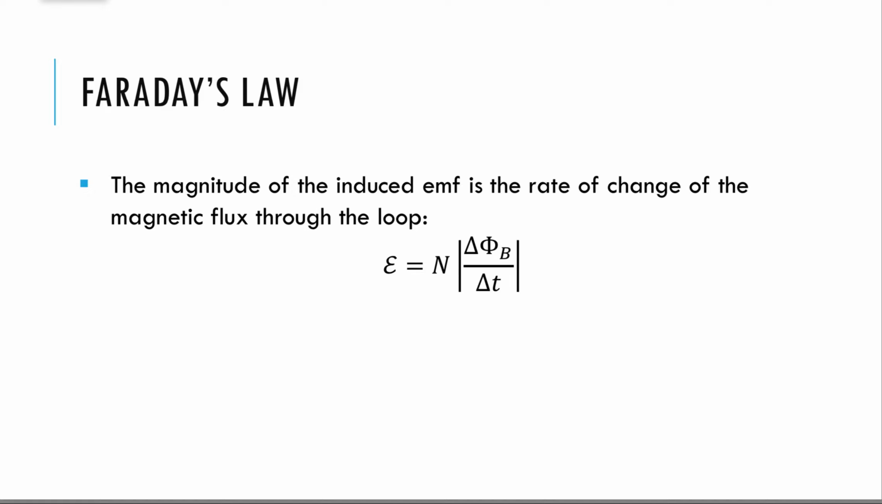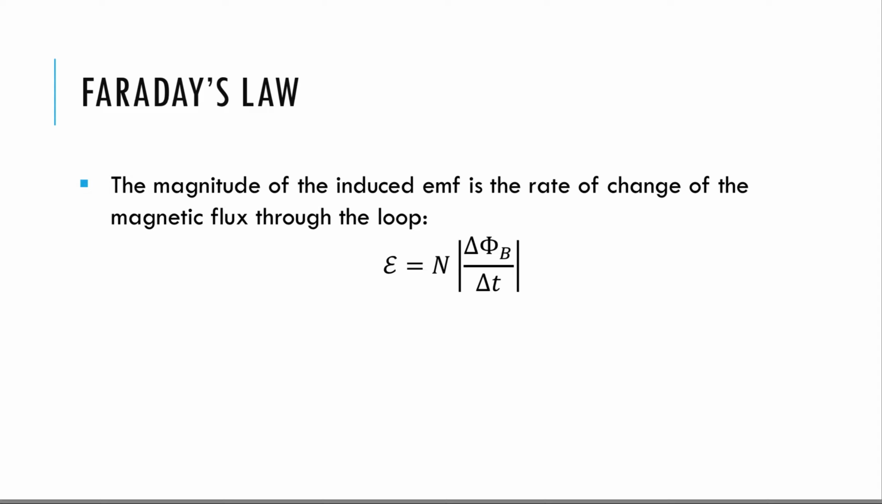Here's Faraday's law. It says that the magnitude of the induced EMF is the rate of change of the magnetic flux through the loop. So you saw in a previous video, if you didn't see it, I have the link here for you again, that when the person put the magnet through the loop, a current was induced, and if he put it through the loop very quickly, there was more current induced than if he put it through the loop slowly.